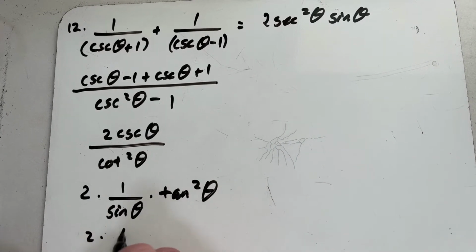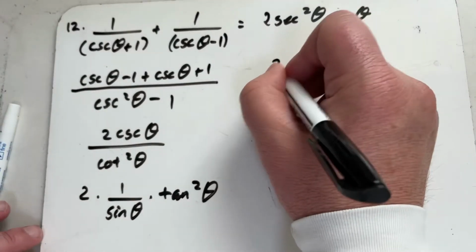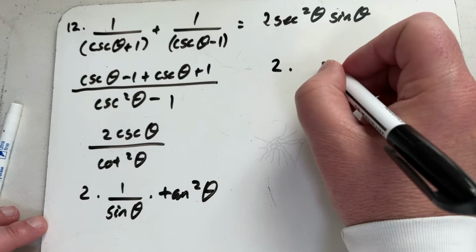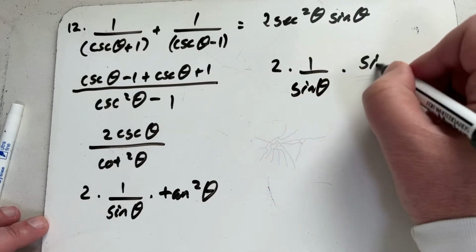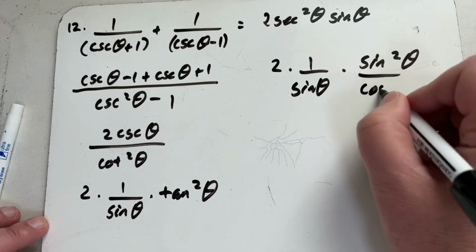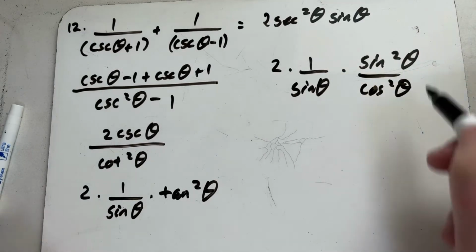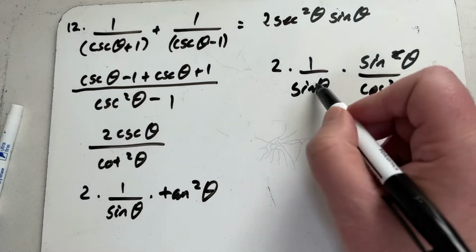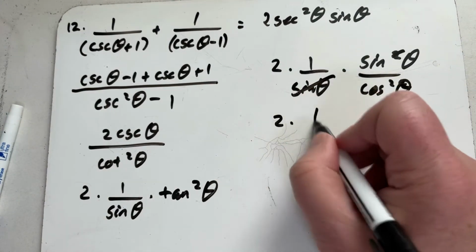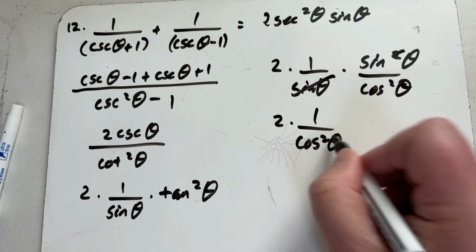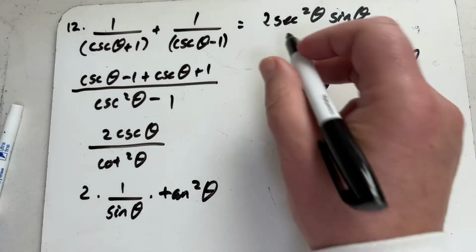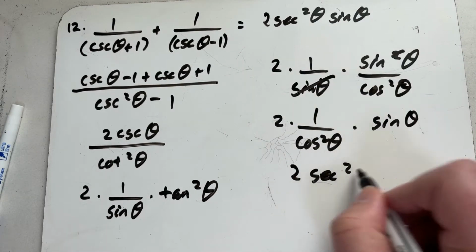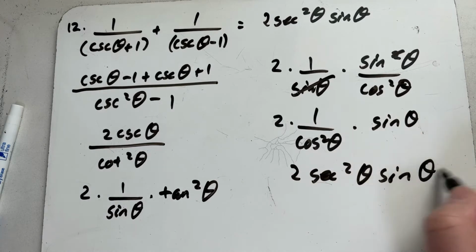So now, can you guys see that on the camera? Need to adjust my camera. So we have 2 times 1 over sine squared over cosine squared. 2 signs on top, 1 on the bottom, so that one's gone. So I'm left with 2 times 1 over cosine squared times sine. 1 over cosine squared gives me secant squared, and that is our answer.